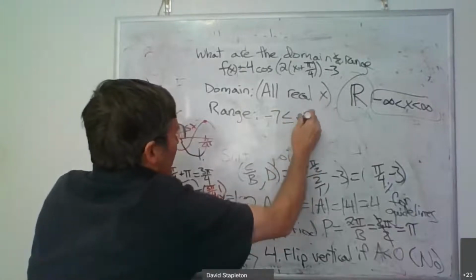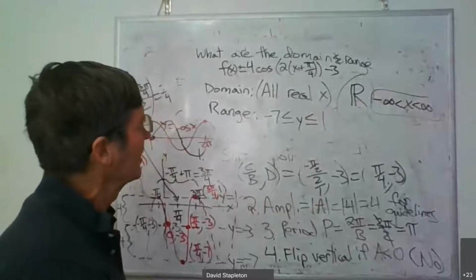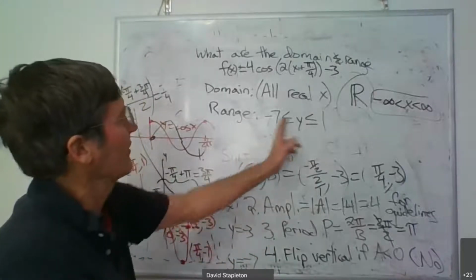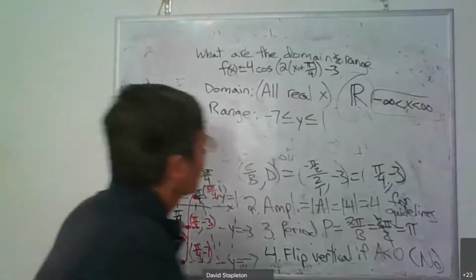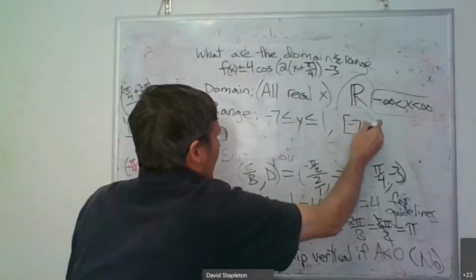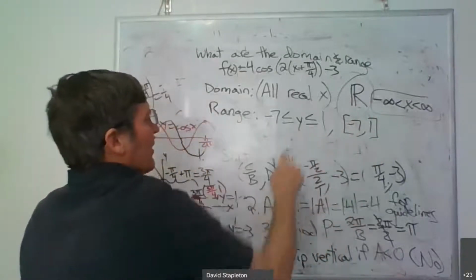But it doesn't matter whether you use x or y, because technically it's just a set of numbers that y can be. But I like to put y anyway. So the range is all numbers from -7 to 1. That's a good answer, right? Or you can put it in interval notation, say [-7, 1]. Square brackets mean include the endpoints. This means the same thing as this.